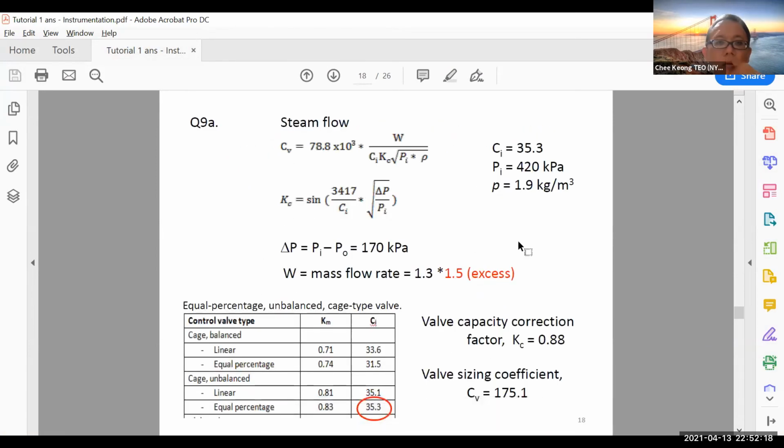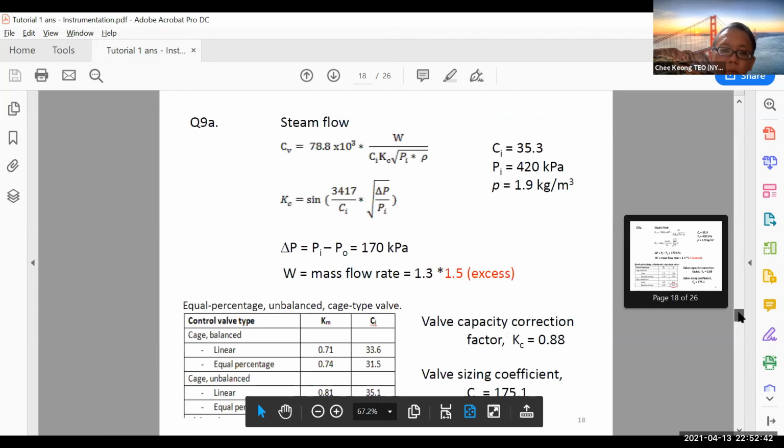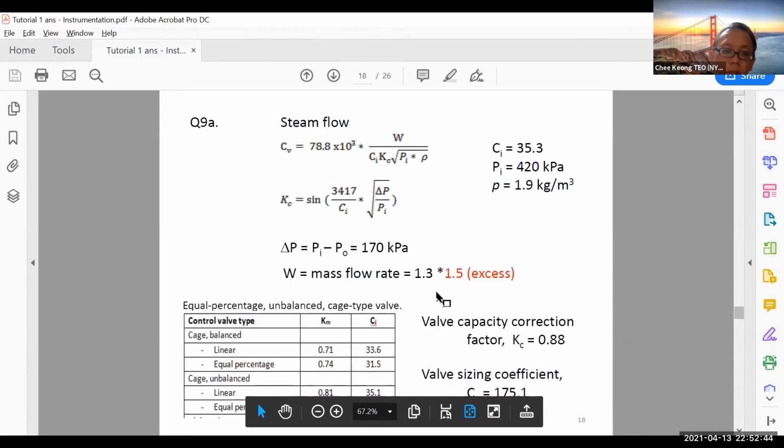Okay, so for CV for steam, I presume that it is using the steam formula. So the formula can be lifted straight away from the formula sheet, right? So you have this chunk of things. But of course, remember for steam flow, you also need to determine your CI and your KC. So CI, if you read the question again, you would be able to determine that the CI is actually cage unbalanced type equal percentage, right?